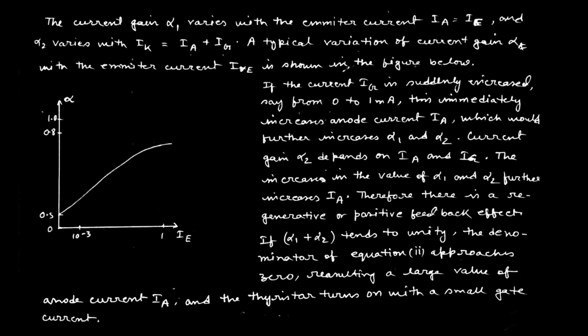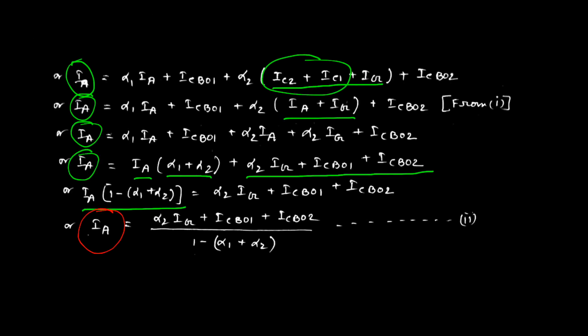As we know, the current gain alpha depends on the emitter current in any transistor topology. So we can say the current gain alpha 1 varies with the emitter current, that is IA equal to IE, and which can vary with IK also. As we know, the normal expression is IK equal to IA plus IG. So why does the equation stand for IK equal to IA plus IG? Go to the previous slide.